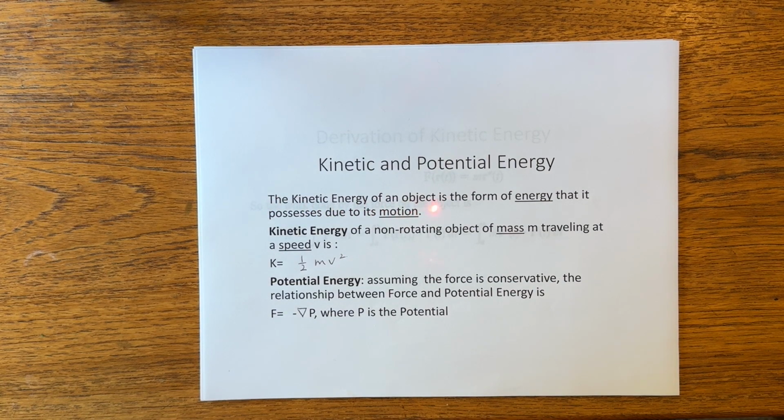Kinetic energy of an object is the form of energy that it possesses due to its motion. So the kinetic energy of a non-rotating object of mass m traveling at speed v is half mv squared. Remember that formula: kinetic energy is equal to half mv squared. Potential energy, on the other hand, assuming the force is conservative, and I'll define this term later on, the relationship between force and potential energy is that the force is equal to the negative gradient of the potential, where P is the potential analogous to potential energy. So F is equal to the negative gradient of P.